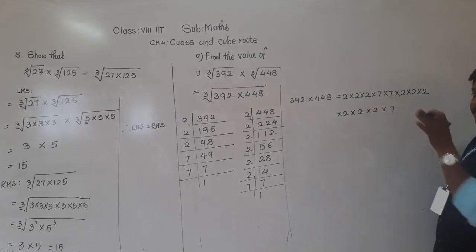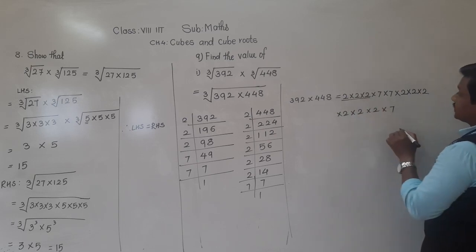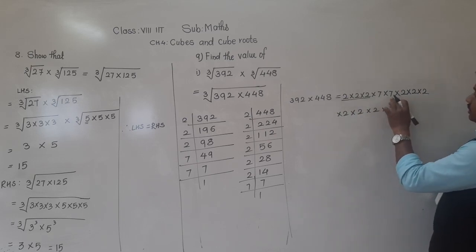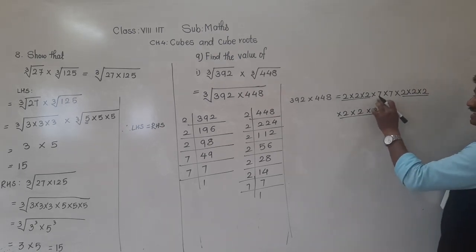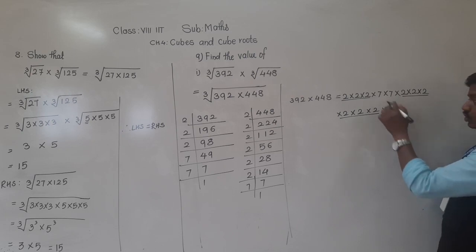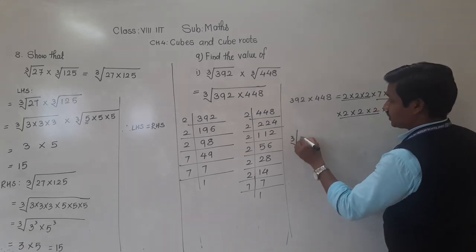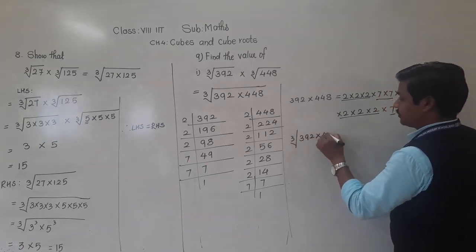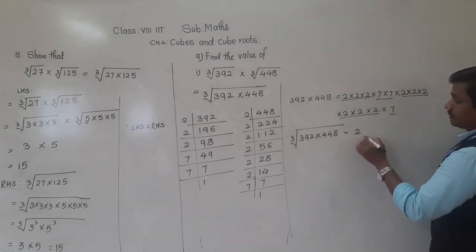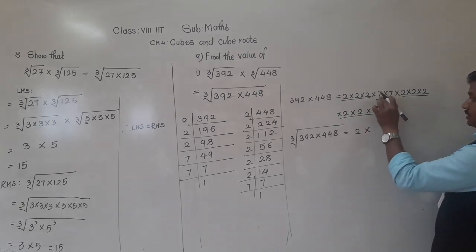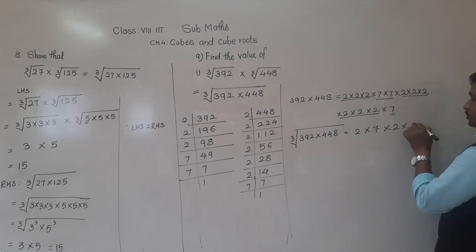Now let us try to form the triplets. 2 2 2, correct? This is one triplet. Here 7 7 is two times, but 2 2 2 is one triplet, 2 into 2 into 2. Now see, 7 into 7 into 7, we got a triplet of this 7, right? That's why cube root of 392 into 448 is nothing but, from each triplet take one number down: 2, and here 7 into 7 into 7, from this 7, from this 2, and from this 2.